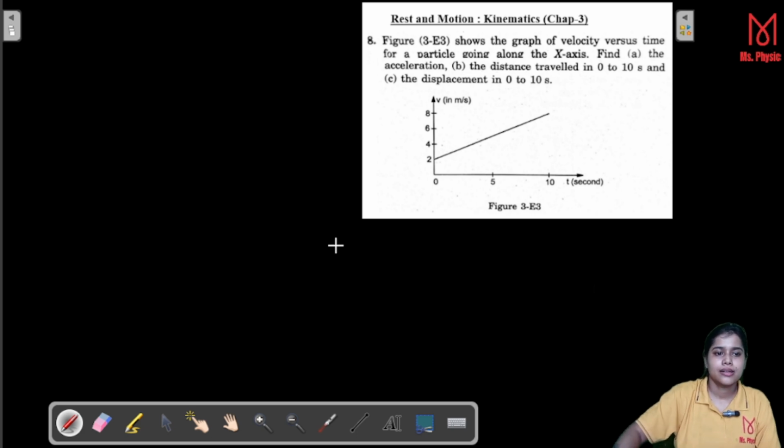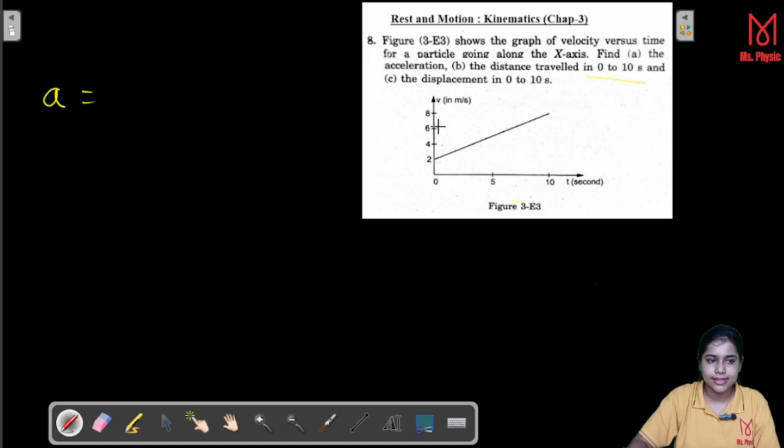This is your next numerical. You see that the figure is given. What we have to find out: a velocity time graph, VT graph, is given. You have to find the acceleration and the displacement in 0 to 10 seconds. So first we have to find the acceleration A from 0 to 10 seconds. V and T are given. Can you remember what I told you?